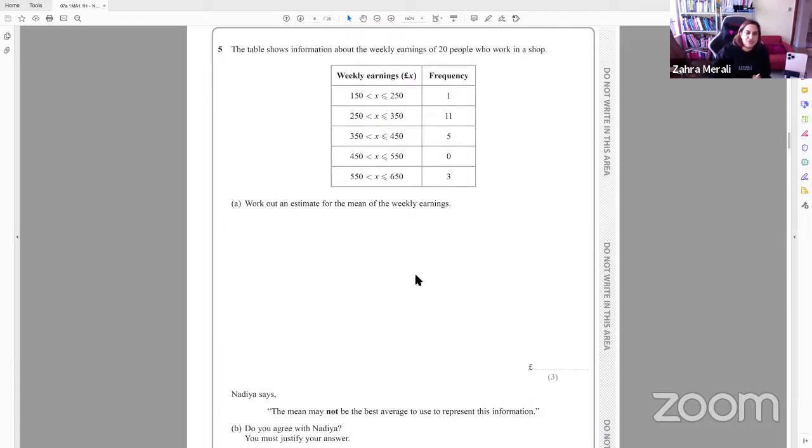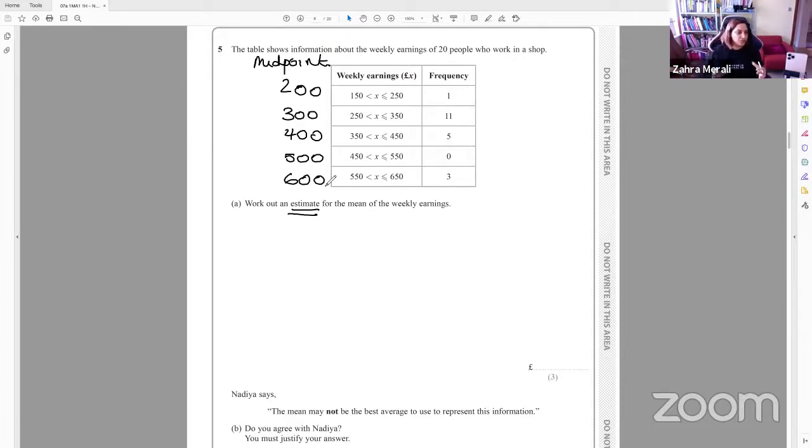So the table shows information about weekly earnings of 20 people who work in a shop. The key bit here is obviously it's an estimate, and we've got group data. So when we have group data, we need to identify our midpoints, because we're going to use our midpoints. The midpoint of 150 and 250 is 200. Midpoint here is 300. They've made the numbers relatively nice: 400, 400, 500 and 600.